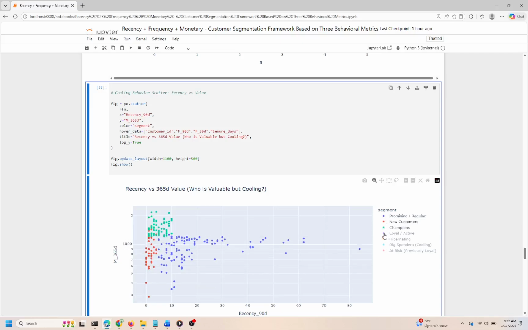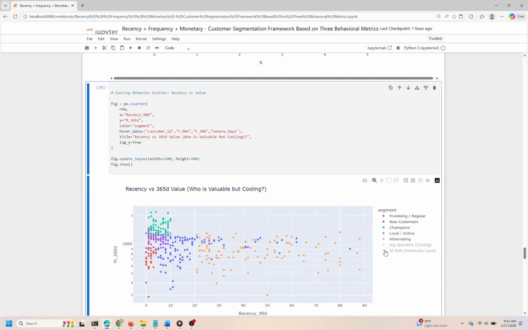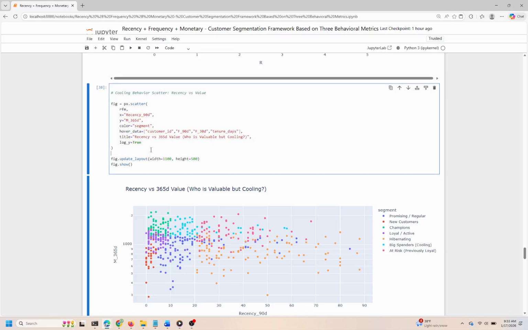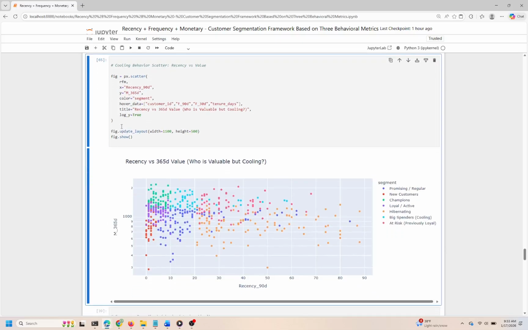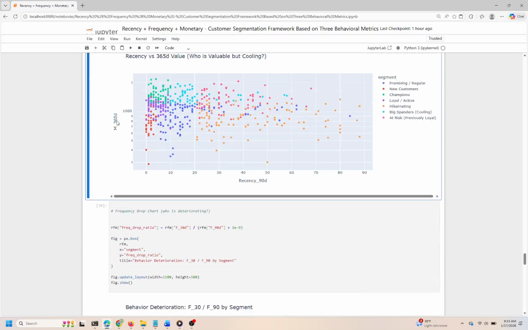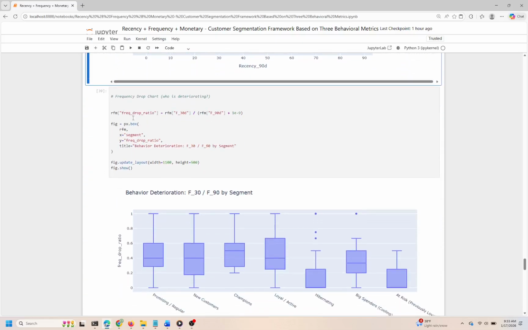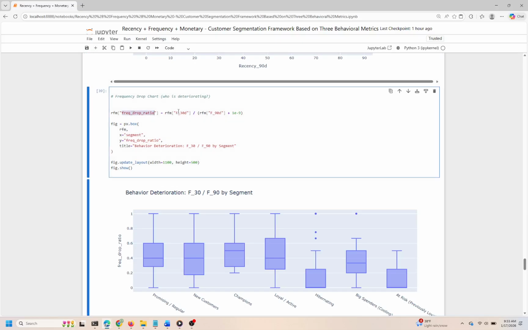Cell 25. In this cell, we're diving into a visualization aimed at understanding customer behavior deterioration through a metric known as the frequency drop ratio. This ratio will help us analyze how frequently customers are engaging with our brand over recent periods, specifically comparing their behavior over the last 30 days to the behavior over the last 90 days. This analysis is important because it helps identify segments where customer engagement may be declining, allowing for targeted interventions.